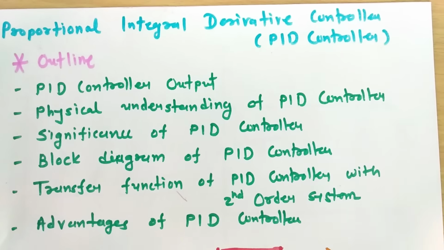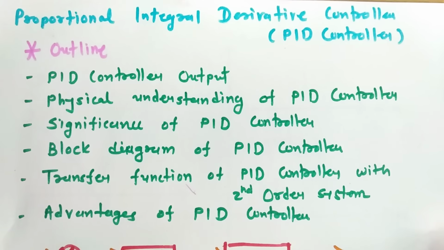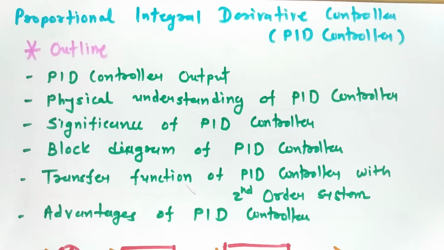In this session, I'll be covering the PID controller. These are the session outlines: I'll be covering the total output of the PID controller. Then I'll explain the physical understanding of the PID controller. Then we'll see the significance of the PID controller. Then I'll explain the block diagram of the PID controller, and then we'll derive the transfer function of the PID controller. And then at the end we'll be discussing the advantages of the PID controller.